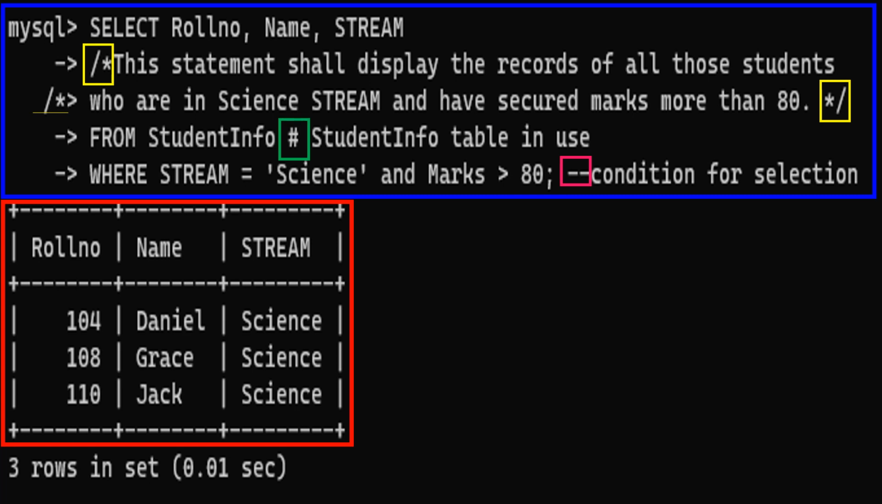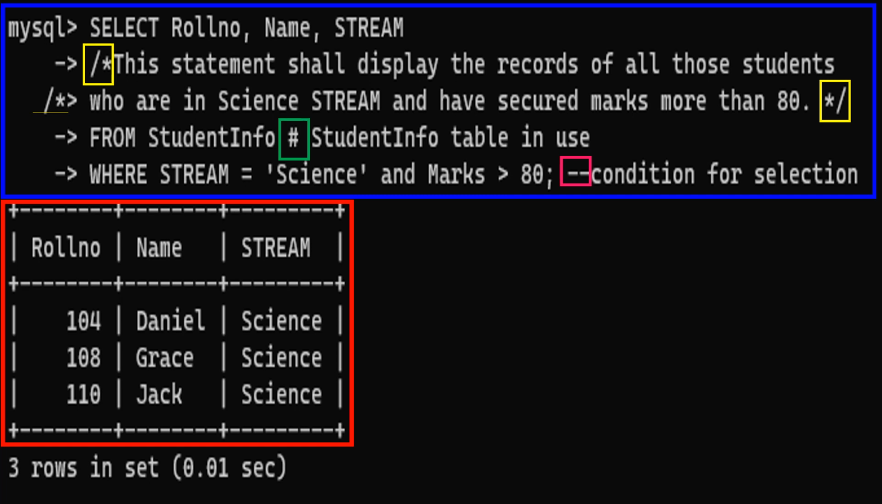We already learned that multi-line comments begin with a slash and an asterisk, followed by the text of the comment. And this is the best example. Now come to the fourth line: from student info, hashtag, student info table in use. The hashtag is in a green box, given for your reference. The hashtag is used to display users' information. This text cannot extend to a new line and ends with a line break.